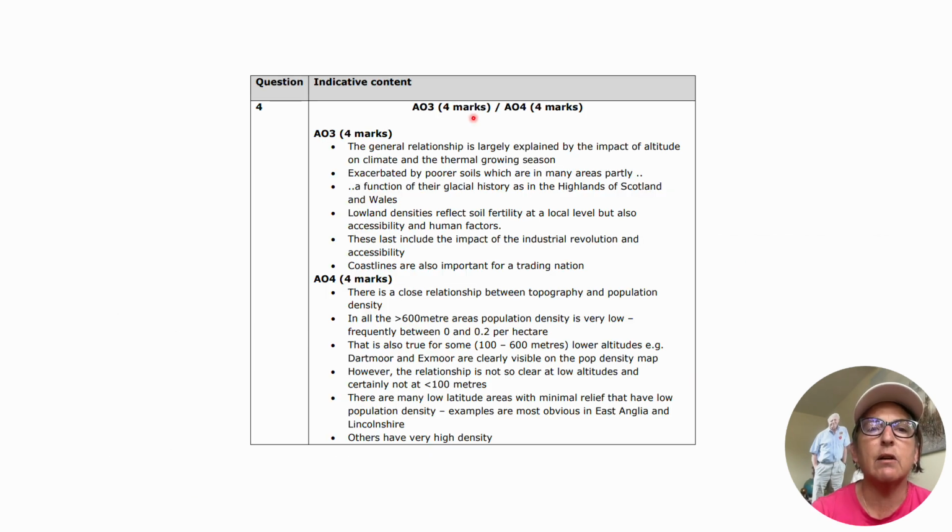Again, on the next slide, here is the mark scheme. You can look at that, okay? But there may be other things you can talk about. Get some ideas from the mark scheme.